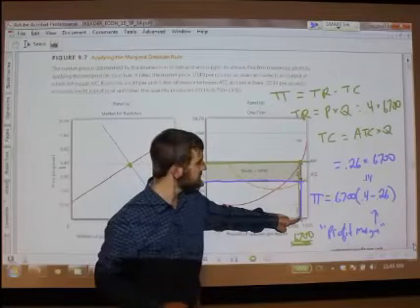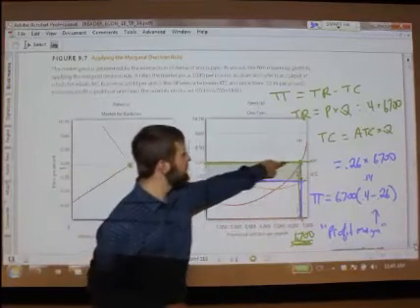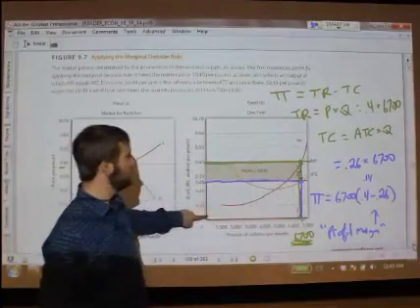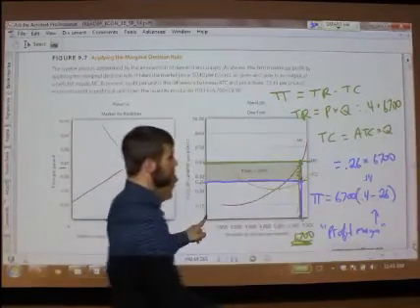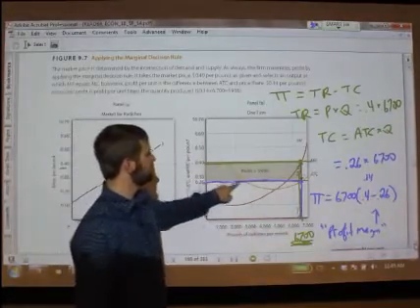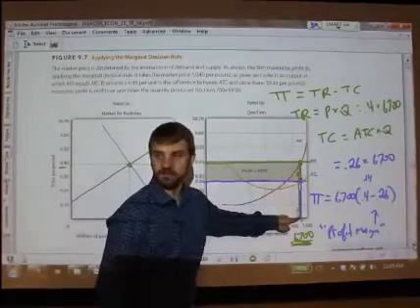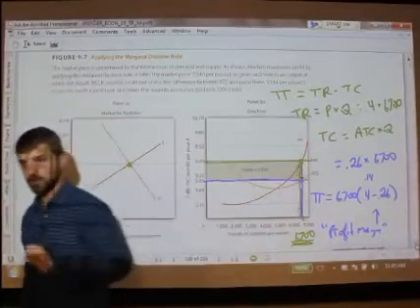My total revenue is 6,700 times 40. So this big square is total revenue. My total cost is average total cost times quantity, or 6,700 times 26. So this is total cost. The difference between those is profit. Total revenue minus total cost.